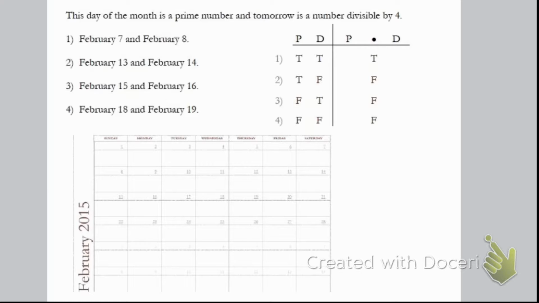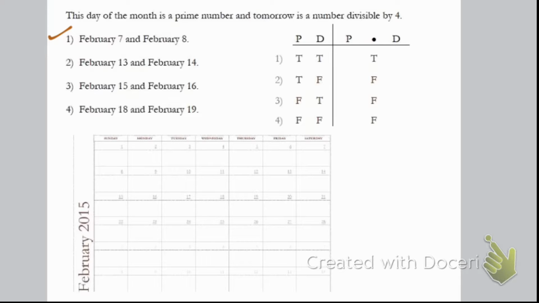Suppose we make the claim this day of the month is a prime number and tomorrow is a number divisible by 4 when it's February 7th. So the first part of that and claim is true. This day of the month is a prime number. 7 is a prime number. Let's look at the second part. And tomorrow is a number divisible by 4. So the next day would be February 8th, and that is a number divisible by 4. So both parts are true.